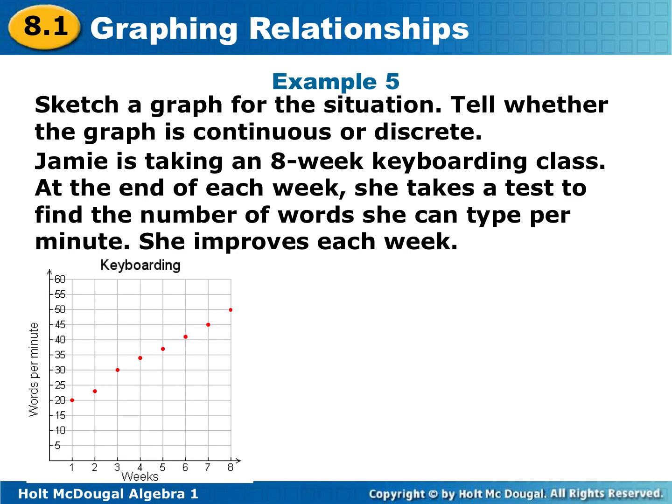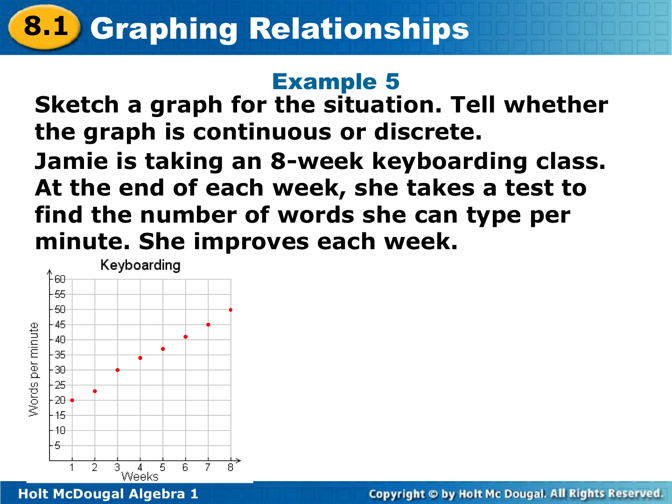Okay? Here's another one. Sketch a graph for the situation. Tell whether the graph is continuous or discrete. All right? Here in the situation, again, on these notes, I've given you a lot of these graphs just to speed up time. Jamie is taking an 8-week keyboarding class. At the end of each week, she takes a test to find the number of words she can type per minute. She improves each week. Well, is this continuous or is this discrete? Why is that wrong? Yeah, okay, so here we go.